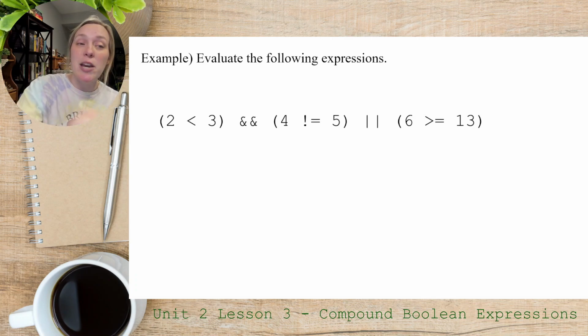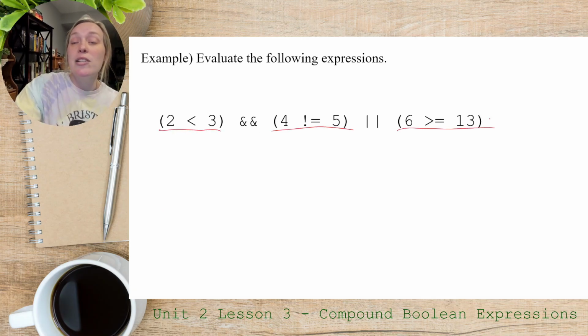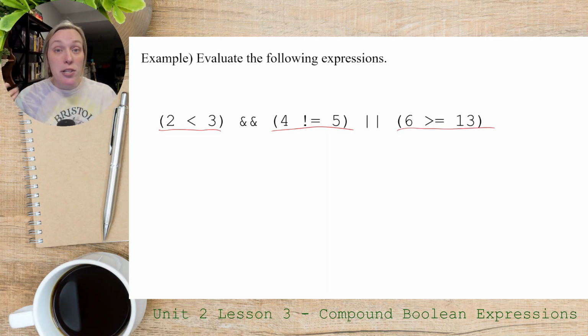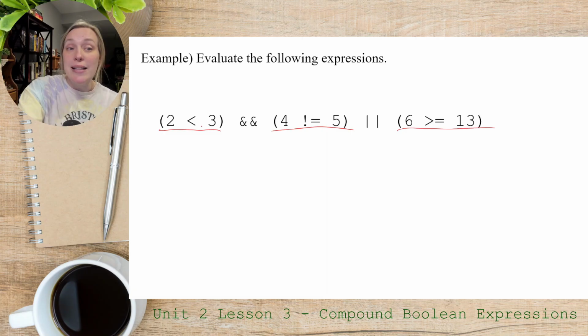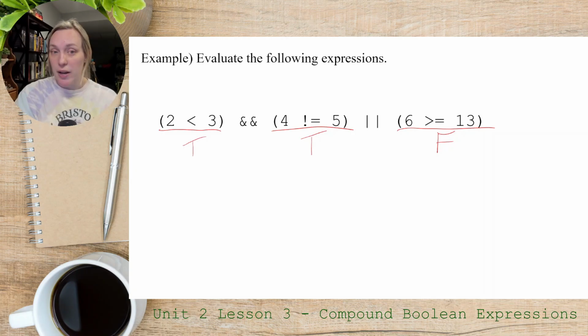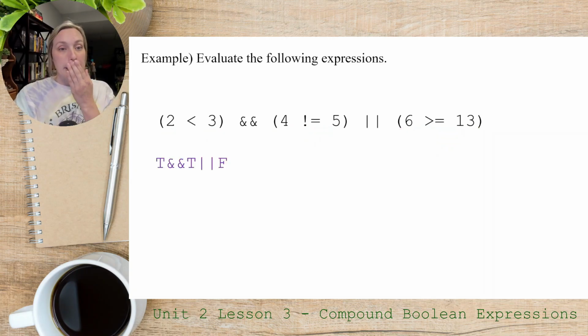If I want to evaluate, I have 3 comparisons that need to happen first. Now, comparisons evaluate to true or false. So is 2 less than 3? That's going to be true. Is 4 not equal to 5? That's going to be true. Is 6 greater than or equal to 13? That's going to be false. So all of those comparisons happen.